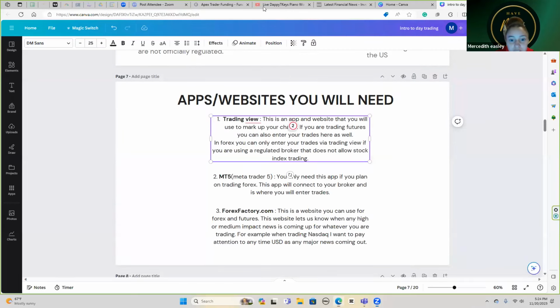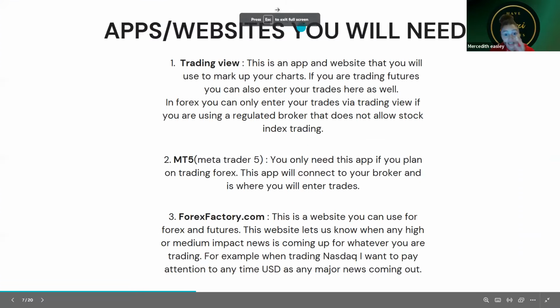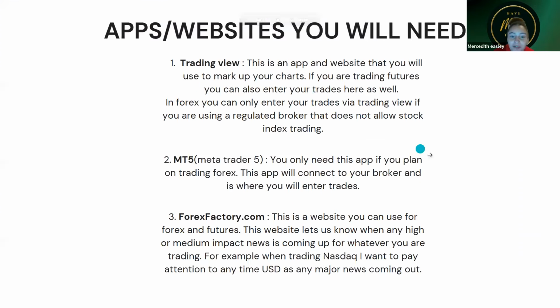Let me see a question. On which platforms can you trade futures? We have not got there yet. Just give me a moment. But good question. I haven't got to MT4 yet. You guys are ahead. But for TradingView, this is what you use to mark your charts up.